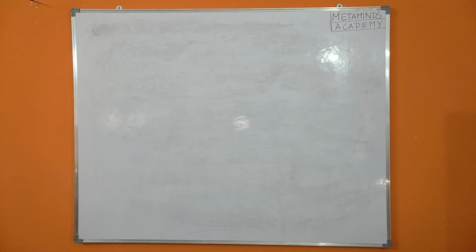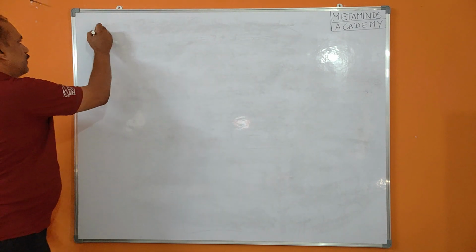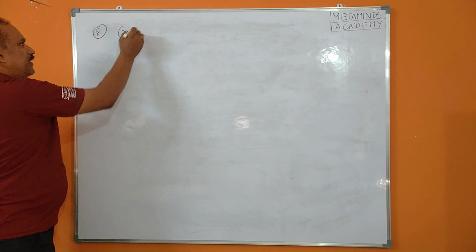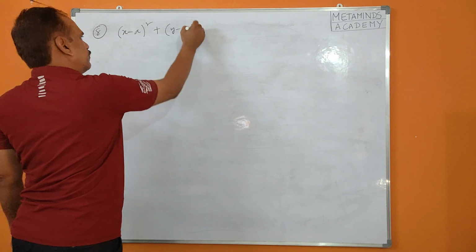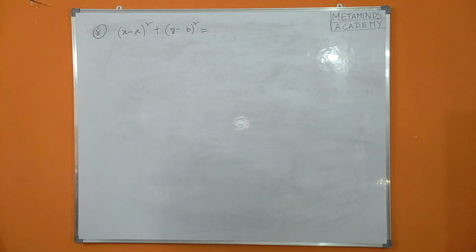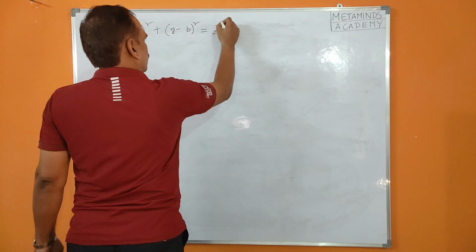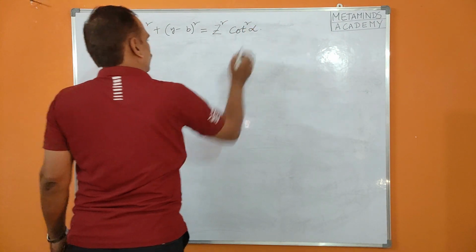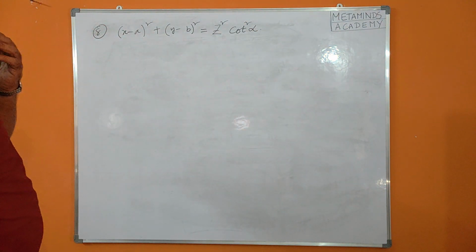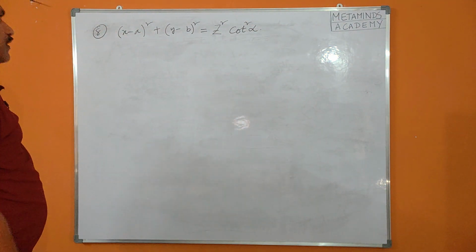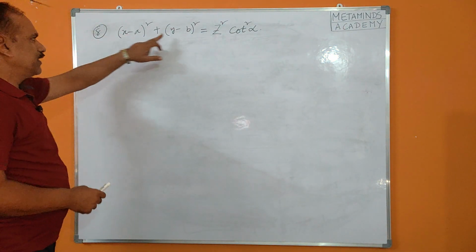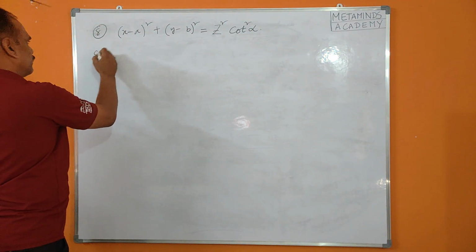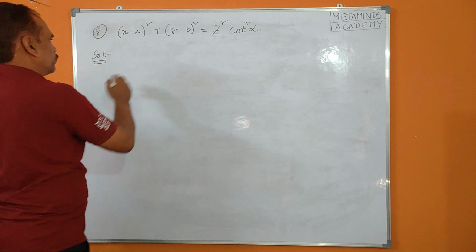Now we will move to one more problem. X minus a whole square plus y minus b whole square equal to z square cot square alpha. When you see this kind of problems, you may get confused about what this cot square alpha is, right? There is no importance of that cot square alpha. We have arbitrary constants a and b, independent variables x and y. Okay, that is just to confuse the student.